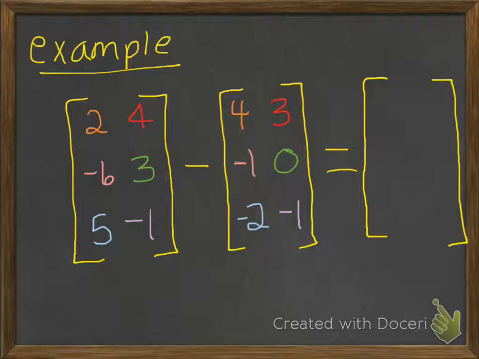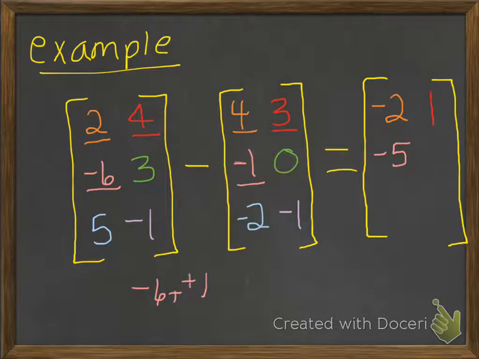Alright, here's another example. When we subtract, it works the same way, except now we're actually subtracting the numbers. So 2 minus 4 gives me negative 2. 4 minus 3 gives me 1. Notice how I'm putting my answer in the exact spot of where the numbers that I subtracted or added were. My next one is going to be negative 6 minus a negative 1. Now remember, when I subtract a negative, it's like adding, so I have negative 6 plus 1, which gives me negative 5. Remember, when we subtract a negative, it's like adding.